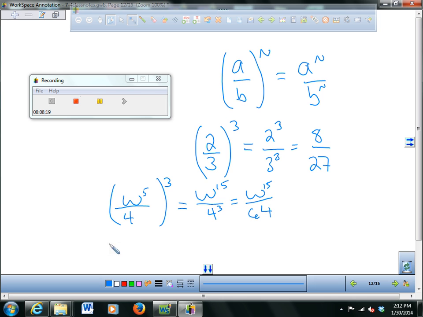What if the number outside of the parentheses is negative? I haven't got there yet. Then you just flip it over. I'll show you. That's an excellent question.